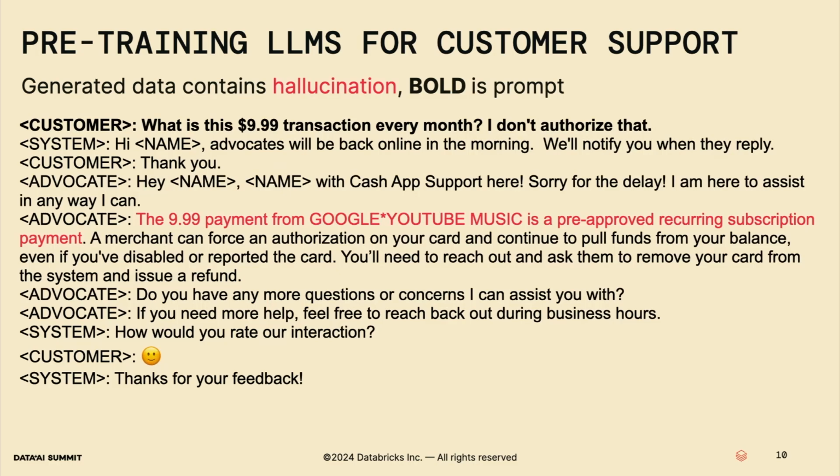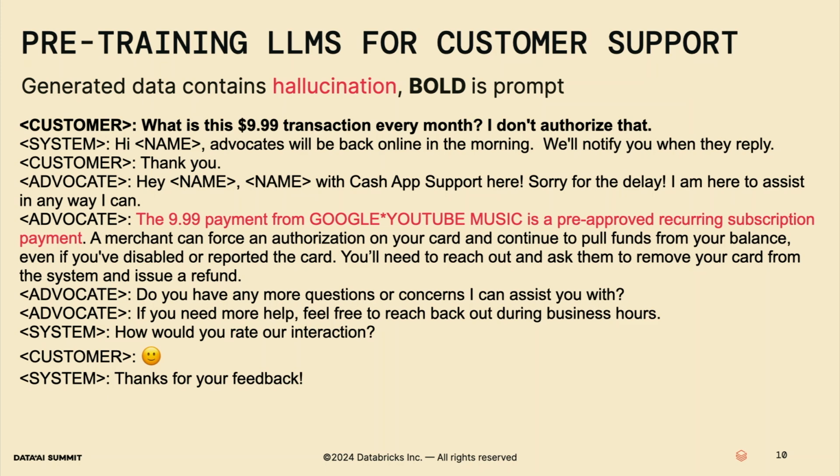And here's the hallucination example I was alluding to before. If I'm a customer and I say, what is this $9.99 transaction every month? I don't want that happening. And then play out the conversation. You'll see here in pink, I've got what we think an advocate might say, that it's a $9.99 payment from Google YouTube Music.